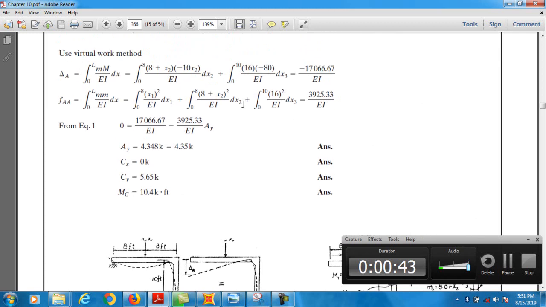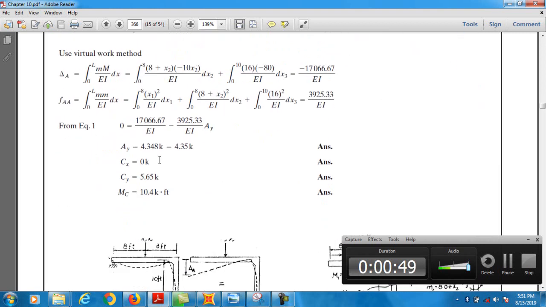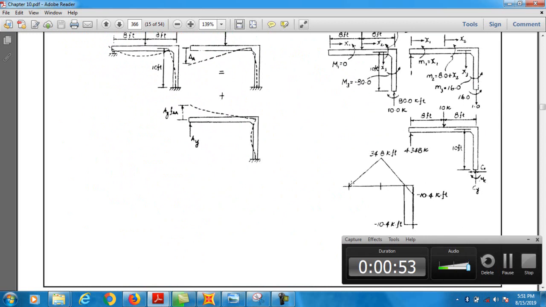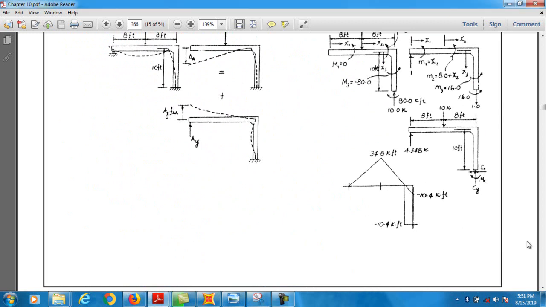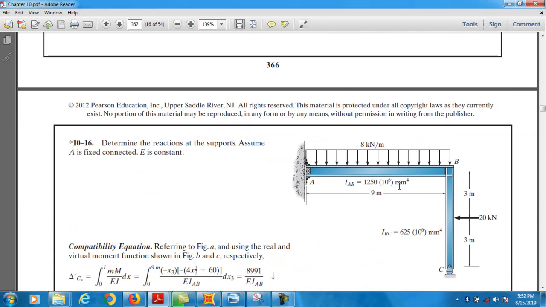You can check the results. Do your homework on it and check the results. And this is the bending moment diagram. Clear? So I hope you will do the practice, and this is the result. You can compare your bending moment diagram with this. Okay, I am choosing another example.